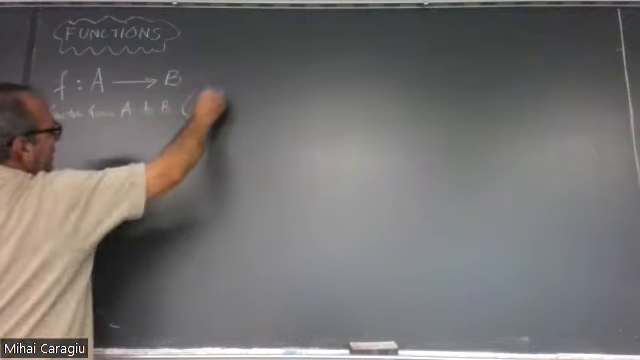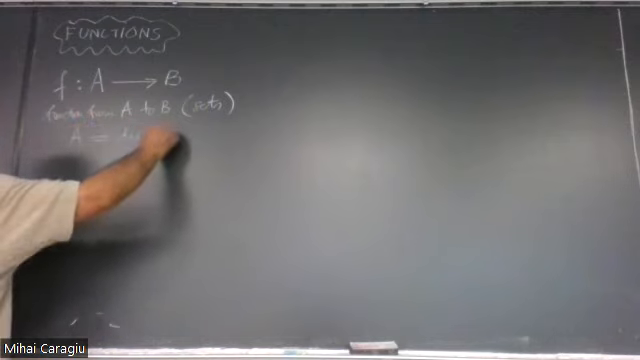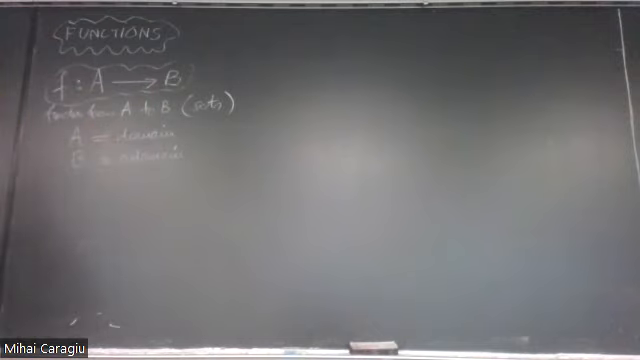Function from A to B. A and B are sets. The designation for the set A is the domain of the function, and the set B is called the codomain of the function. So, in short, that's how I denote a function. Function defined on a domain A with values in the codomain B. Function f from A to B.